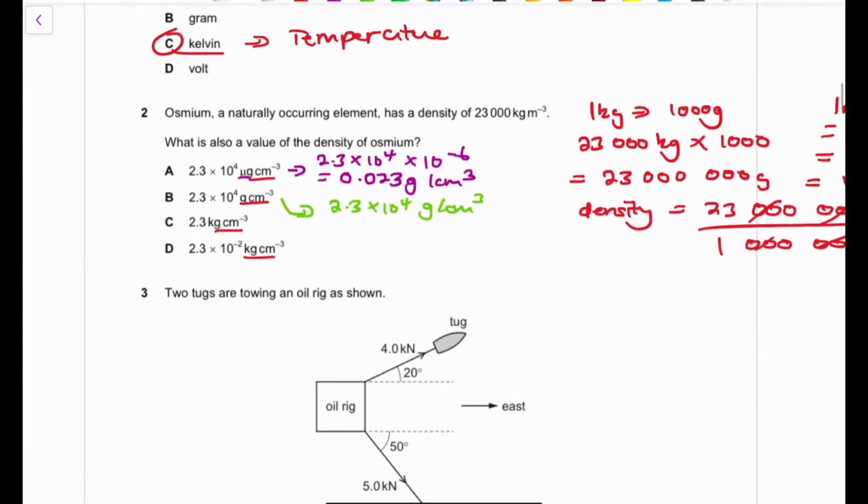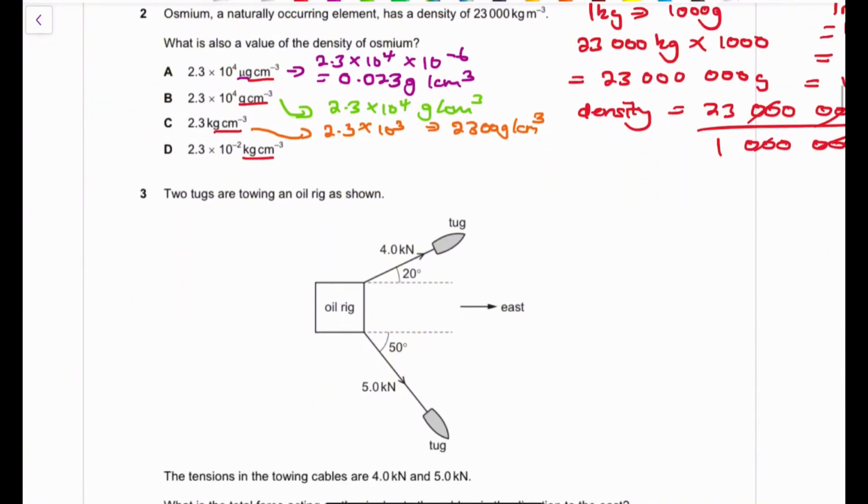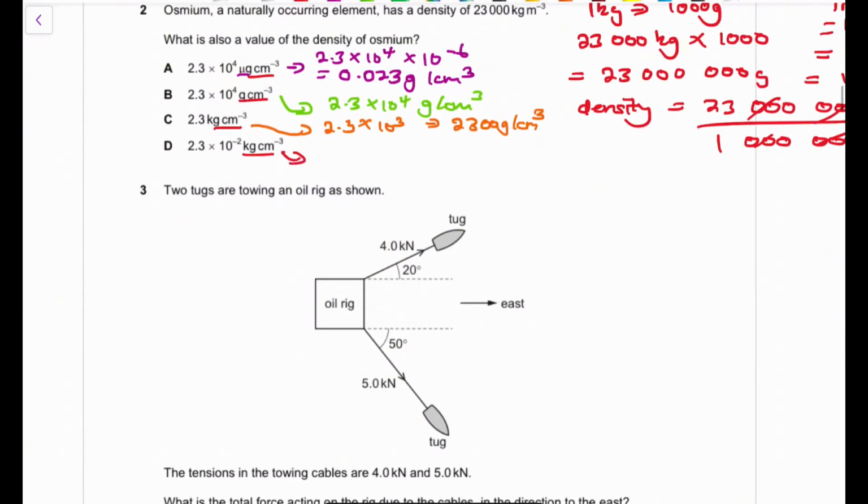And if we look at C, we're given 2.3 kilograms, which in grams is times 10 to the power of 3, which is like times 1,000. If you multiply that by 1,000, it's going to give about 2,300 grams per cubic centimeter. And that is nowhere near the correct value. But if you go to D, D is going to be 2.3 times 10 to the power of negative 2 times 10 to the power of 3.